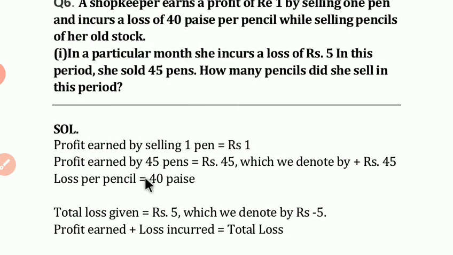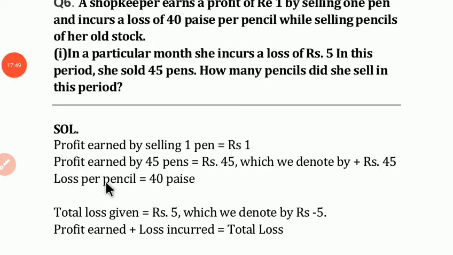So first we will write from the question, profit earned by selling one pen is rupees 1. So profit earned by 45 pens: she sold 45 pens in a particular month, so how much profit will she get? Rupees 45, which we denote by plus 45, because profit means she will get extra money, so profit will be denoted by plus rupees 45.